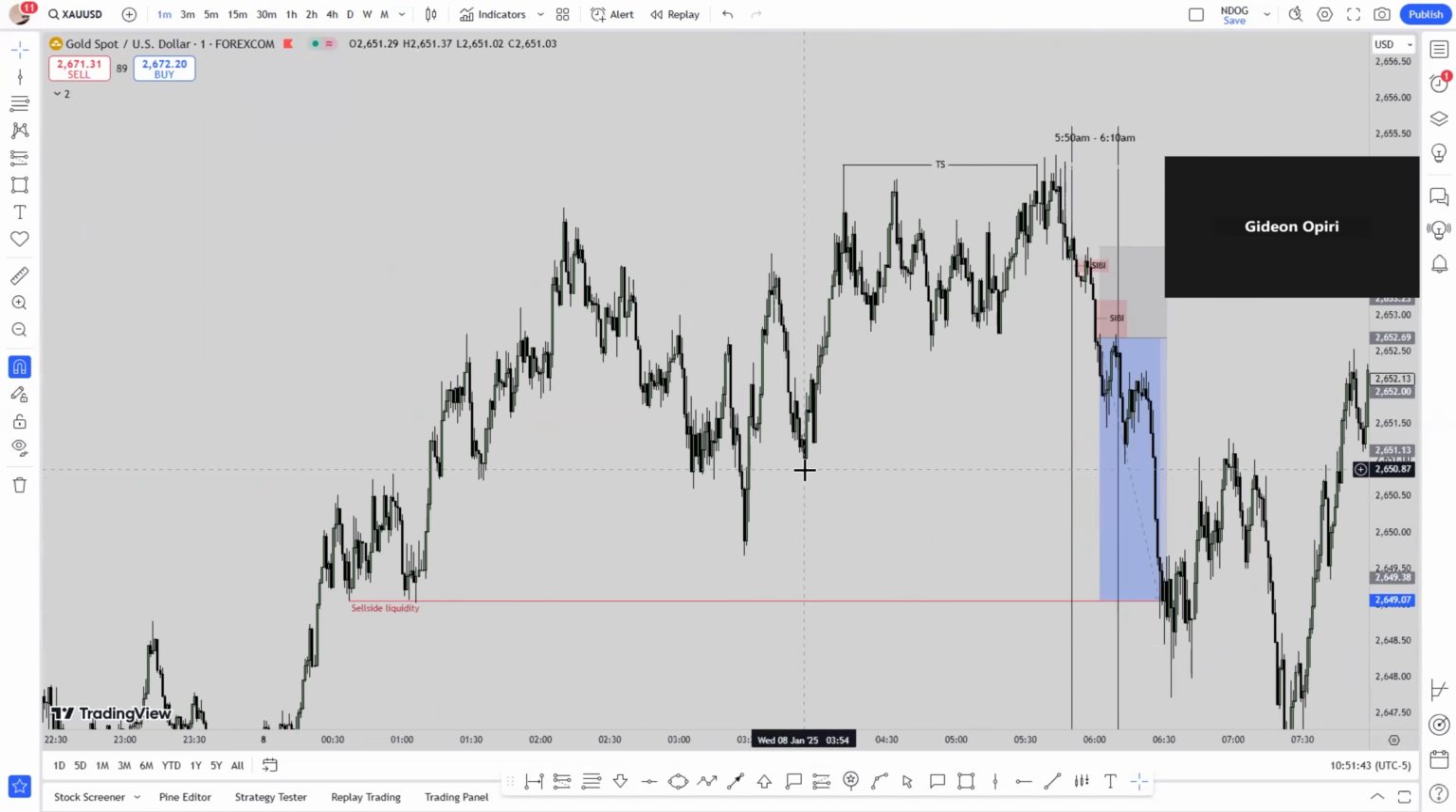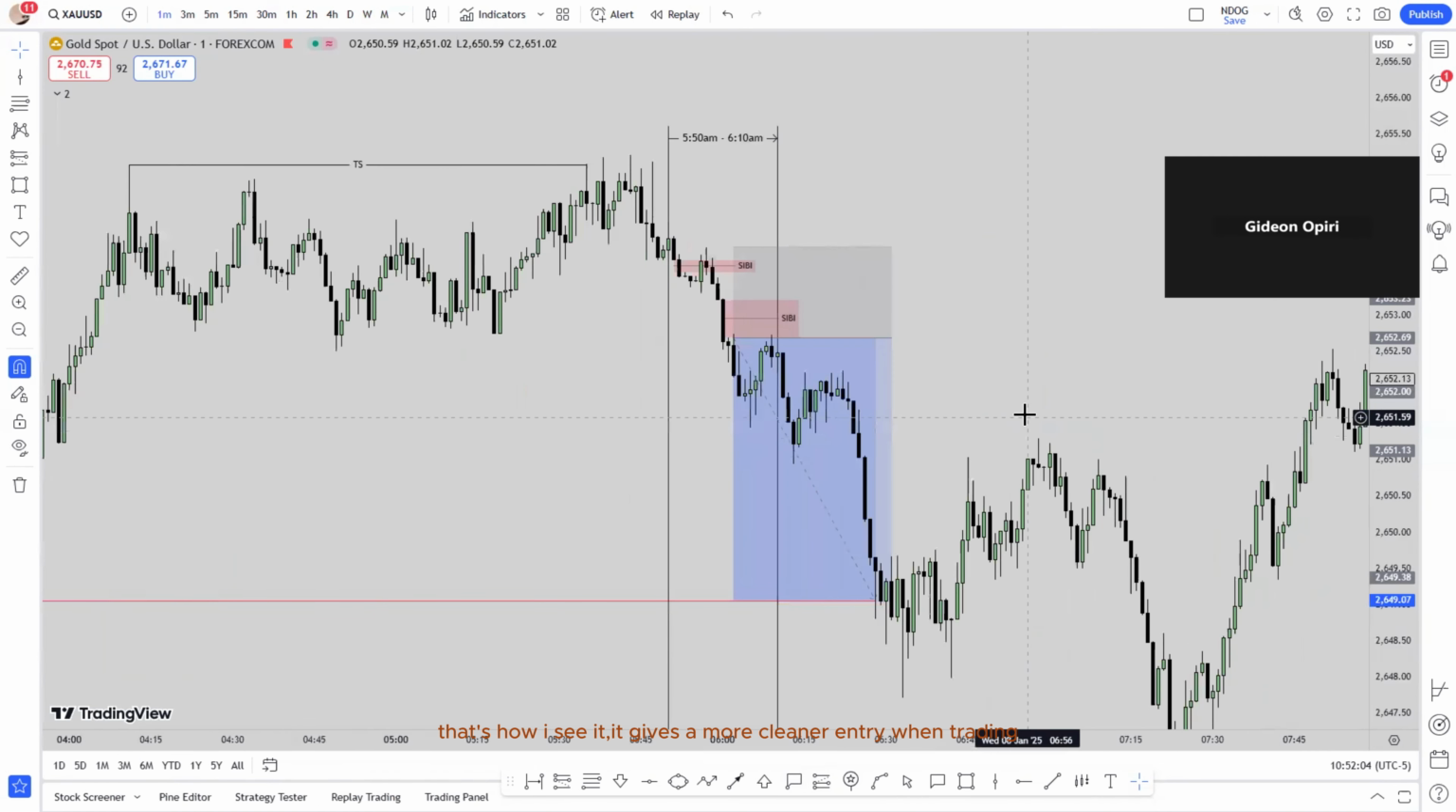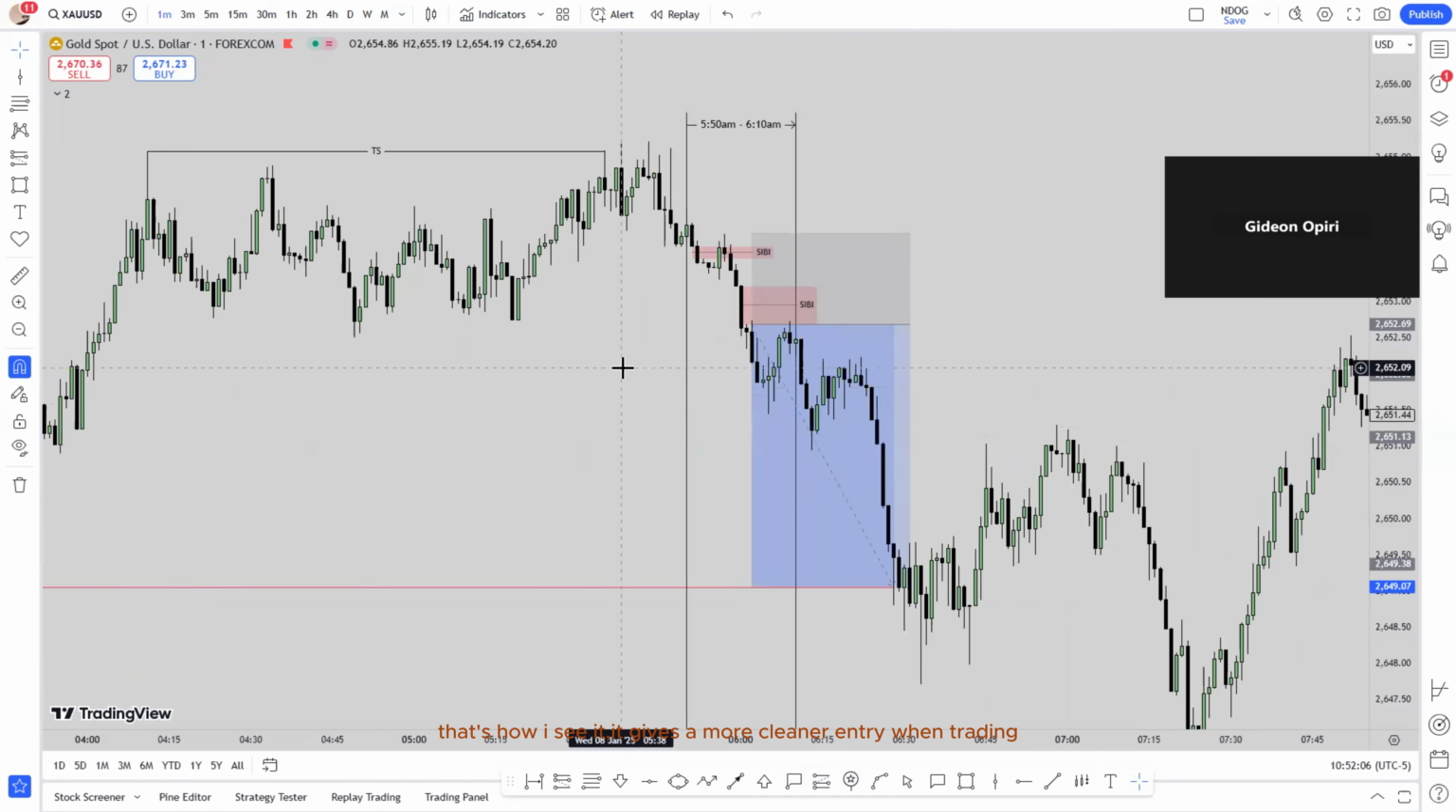That's a trade using the macros for a market maker sell model. You can basically use this for whatever form of model you're trading. The macros are very nice instruments to add on for trading because it gives you a more precise, cleaner entry. To me, that's how I see it. It gives a cleaner entry when trading. So this is basically how to use the macros as a beginner.